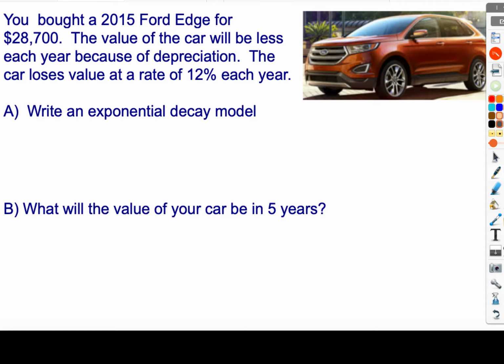So if you buy a 2015 Ford Edge for $28,700, the value of the car will be less each year because of what we call depreciation. Think of that like decay. The value of your car is decaying away. The car loses value at a rate of 12% each year. So let's write a decay model. The amount that it's worth is going to be equal to the initial amount, $28,700, times 1 minus what we're losing. Remember, 12%, I need to move that decimal 2 spots. That's 0.12, so I'm going to say 0.12 for r there.